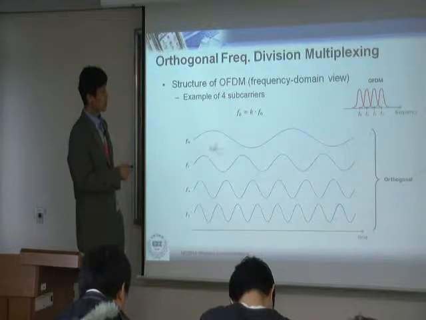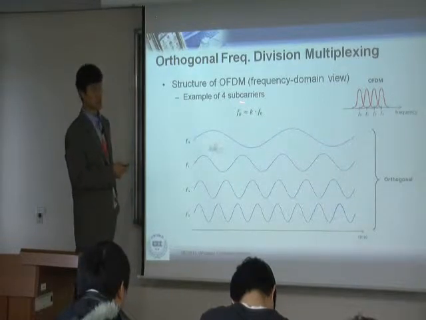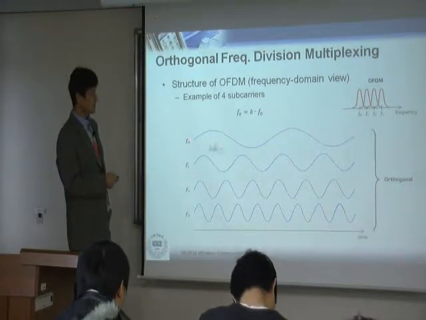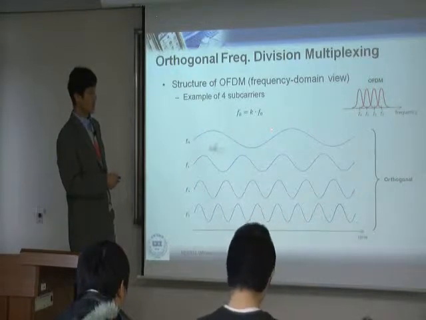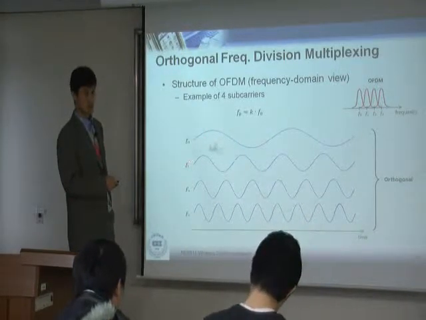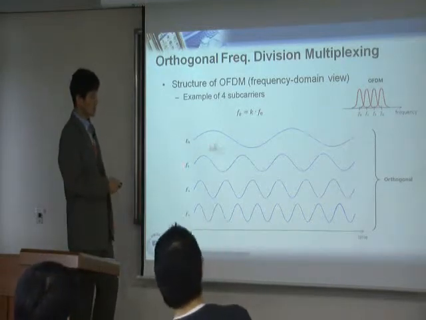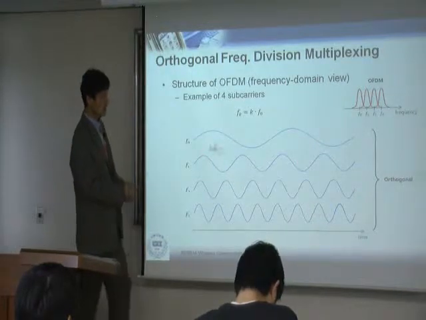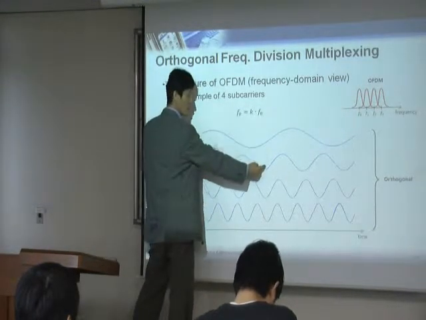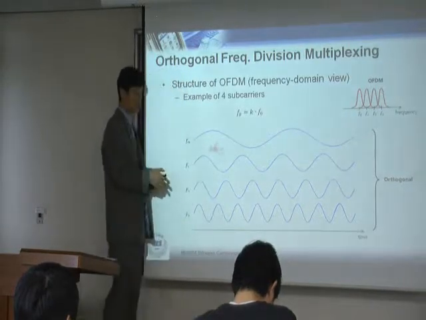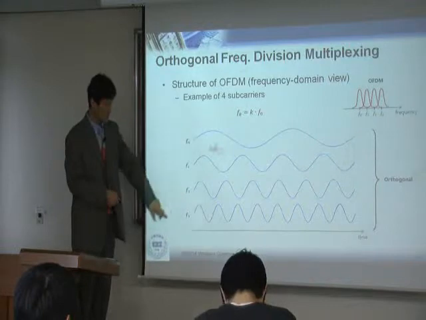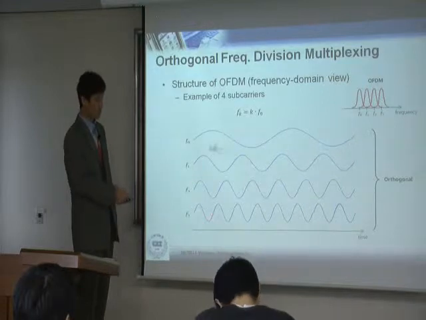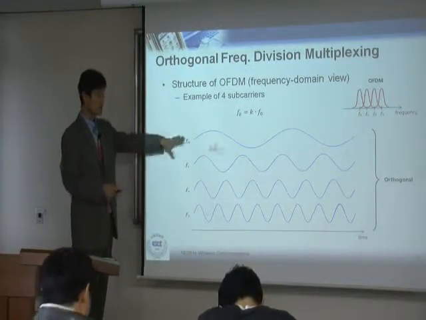Let's think about the example of 4 subcarriers. Let's simplify the scenario. We are talking about the 4 subcarriers. Let's say this is F0, and F1 is 2 times F0. As I said, this is a multiple of that. Therefore, within 1 period of F0, you have 2 periods of F1. Same way, this is 3 F0, 4 F0. You have 3 periods within 1 period of F0, and 4 periods within 1 period. So these are multiples of that.